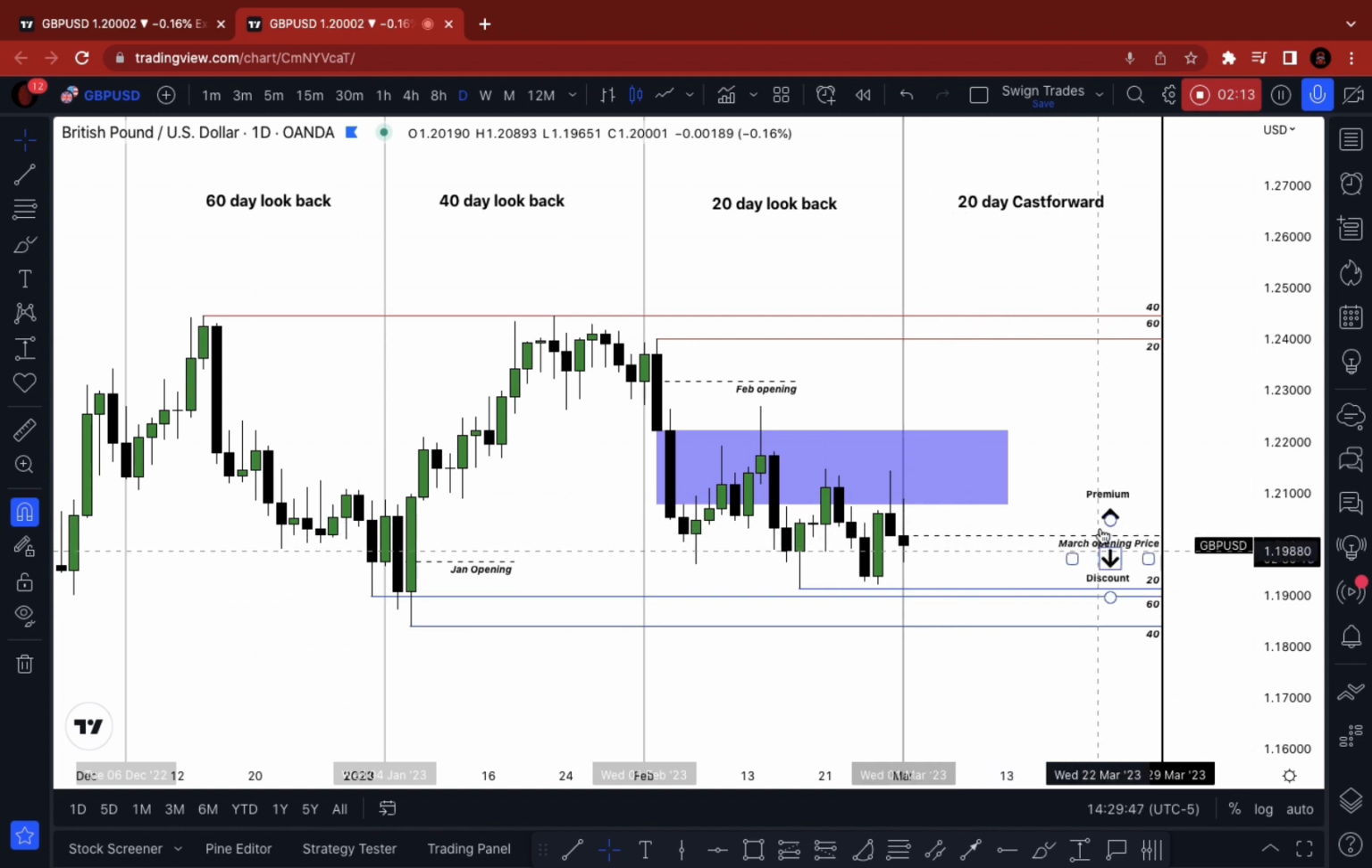Once price moves above fair value, you're going into a premium. And once price moves below fair value, you're going into a discount. High odds sell scenarios normally form above the opening price, and high odds buy scenarios normally form below the opening price. Now it's up to me as a trader to speculate whether or not this monthly candle is going to draw up or draw down.